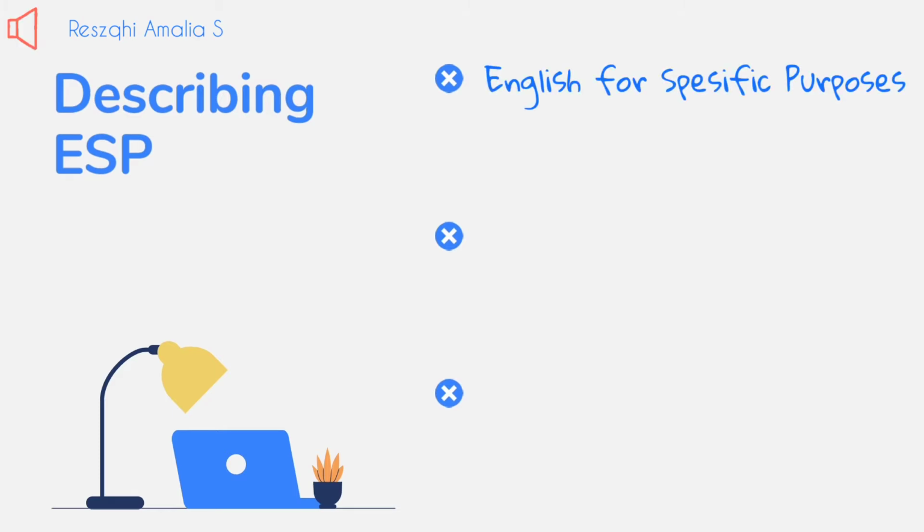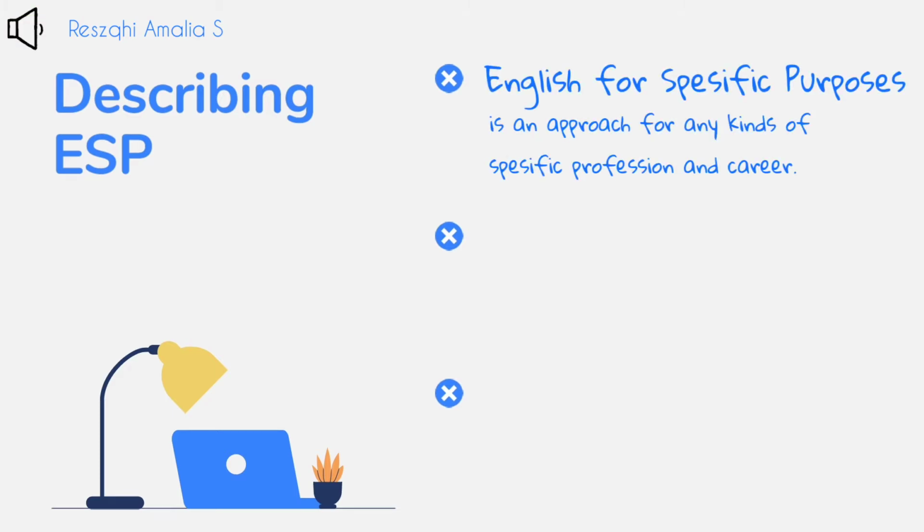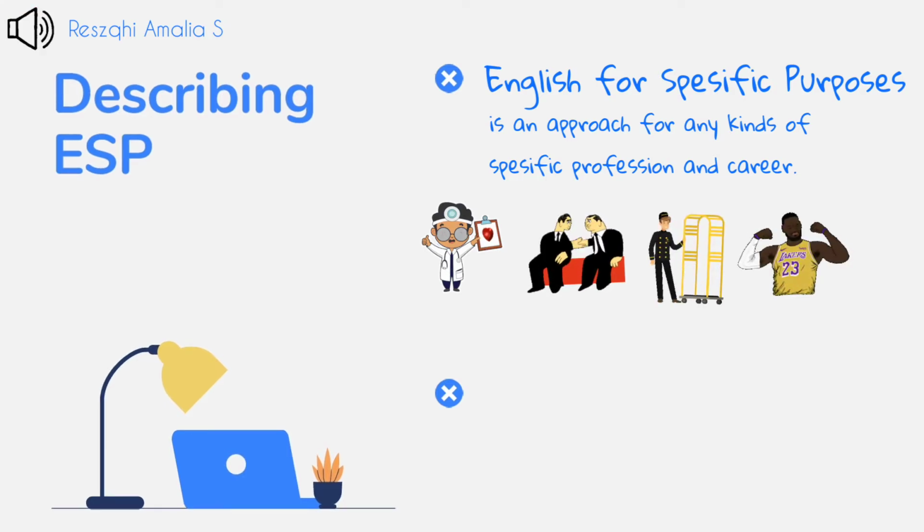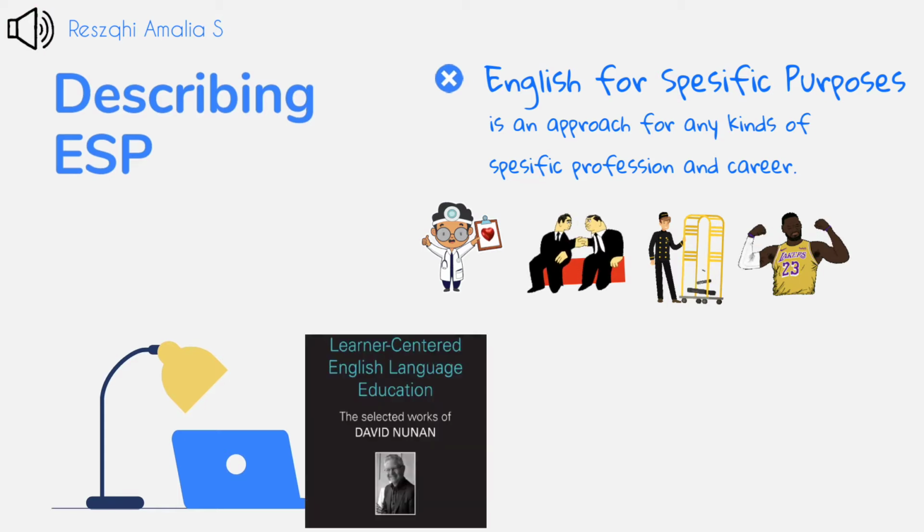English for specific purposes is an approach towards English learning method for any kinds of specific profession and career, such as doctors, corporate business members, hotel workers, sport athletes, and many others that require English as their language focus. According to Nunan 2004, the basic insight that language can be thought of as a tool for communication, rather than a set of phonological, grammatical, and lexical items to be memorized, led to notions of developing learning programs to reflect the different communicative needs of disparate groups of learners.